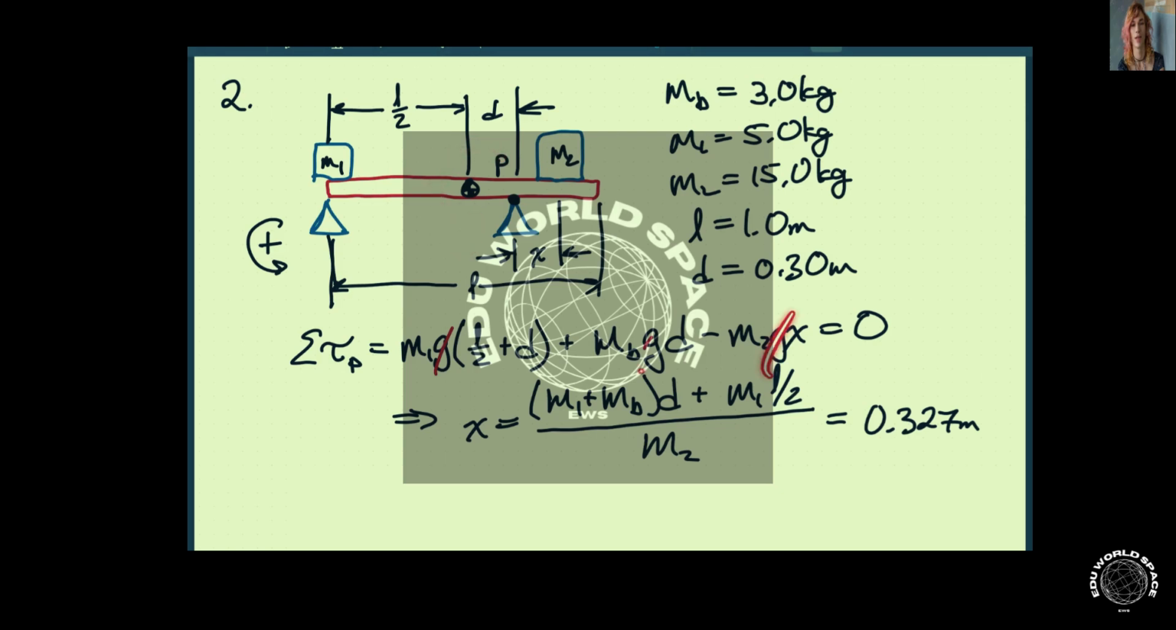So we can see g drops out, and we can find a formula for x, given the weight of each mass, the weight of the beam, this distance d, and the length of the beam. If we plug in the values that we were given, it turns out that x can be no larger than 0.327 meters. So if we move this block any farther out than this amount, we will cause this block to lift up, and we will not have an equilibrium situation anymore.